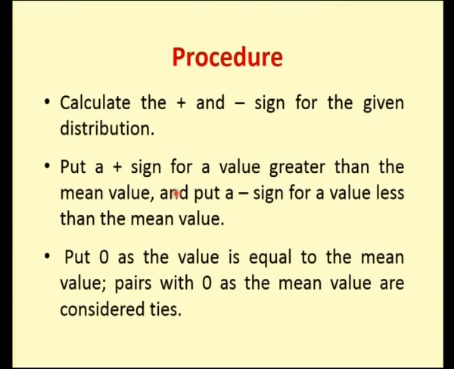Put a plus sign for a value greater than the mean value and put a minus sign for a value less than the mean value. Instead of the mean, you can also take the median value. Put 0 if the value is equal to the mean value. Pairs with 0 as the mean value are considered ties.